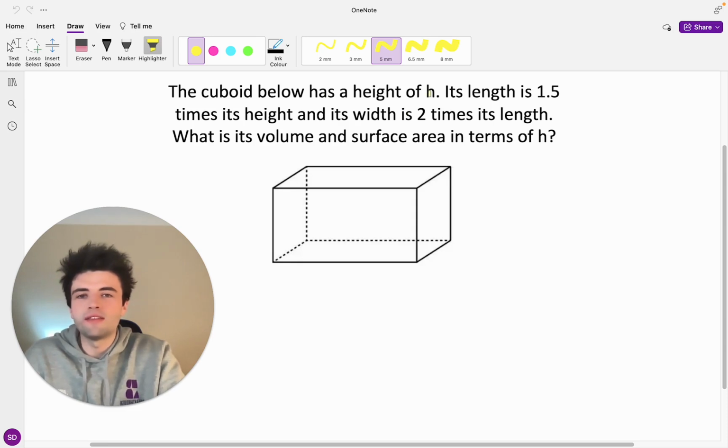So here we have that the cuboid below has a height of h, its length is 1.5 times its height, and its width is 2 times its length. So we're asked what is the volume and also the surface area in terms of h.